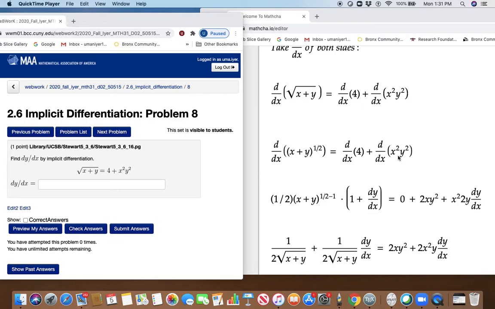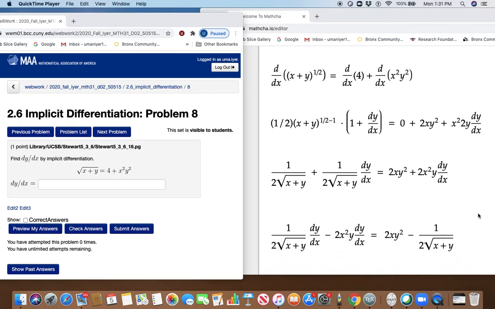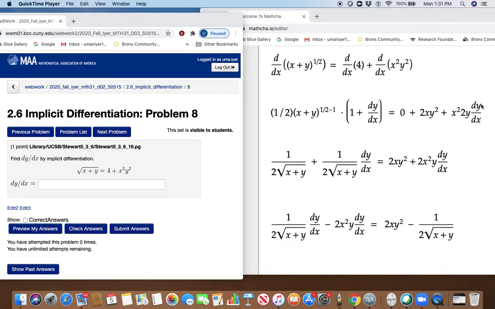This calls for the product rule. Derivative of the first, second as it is, plus first as it is, derivative of the second, 2y dy/dx. So notice dy/dx is in two places, so we might want to open it out. This is 1 over 2 and this is power negative half. All that times 1 plus all that times dy/dx equals 2xy squared plus 2x squared y dy/dx.